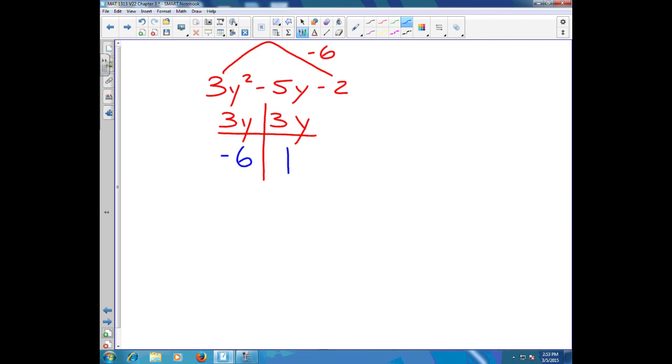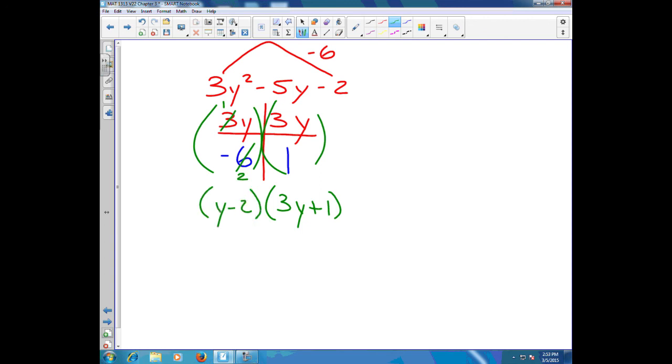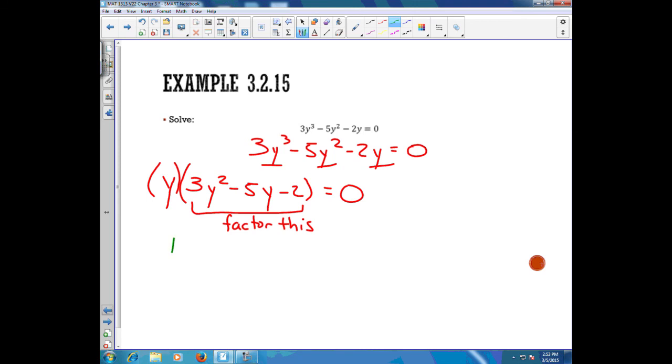Now remember, if we can reduce one of each side like a fraction, we should. There's nothing that can be done to this left-hand side. One of our factors is 3y plus 1. But both of these over here are divisible by 3, and so we divide them by 3, we get 1 and 2. And so our other factor is y minus 2. If we go back to the original problem, now we have y times (y minus 2) times (3y plus 1) equals 0.